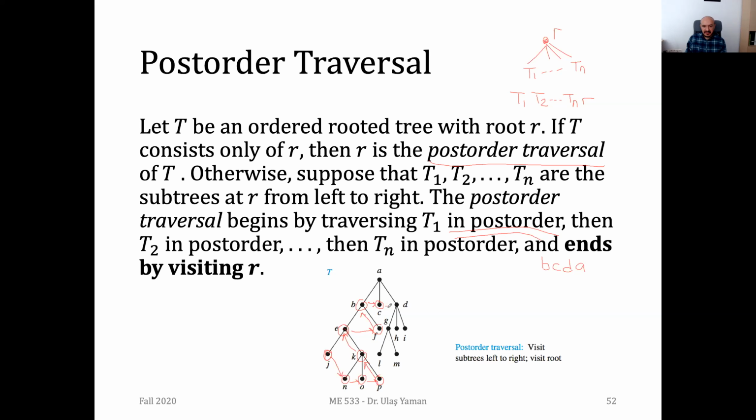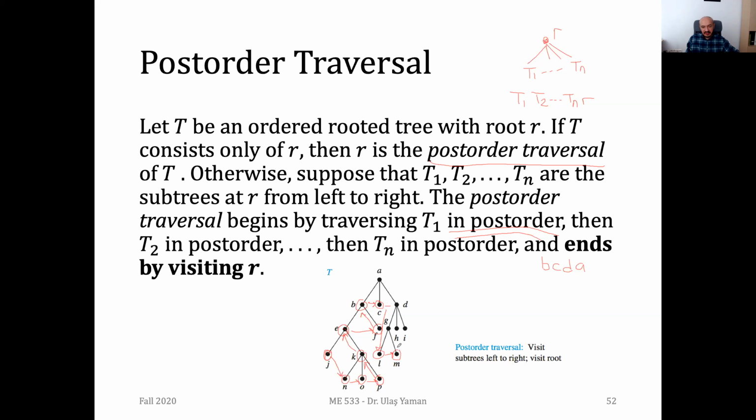So after C, I need to go downwards. We have G as the leftmost child, but it also has 2 children, so I need to go further. So this is L visited according to the rule, then I need to visit the sibling of L, which is M.